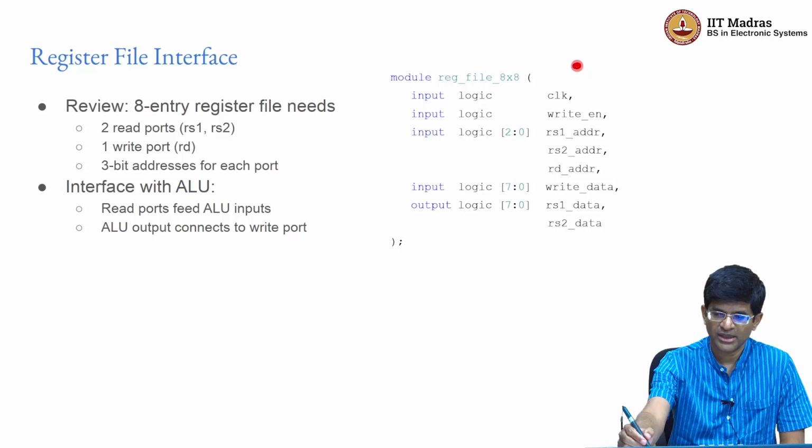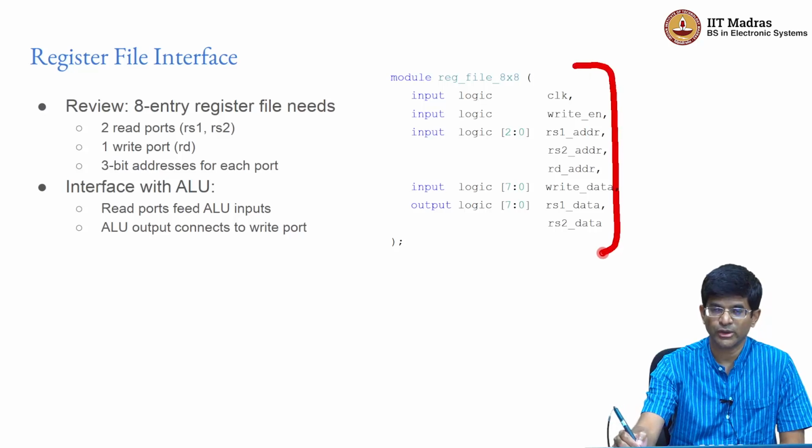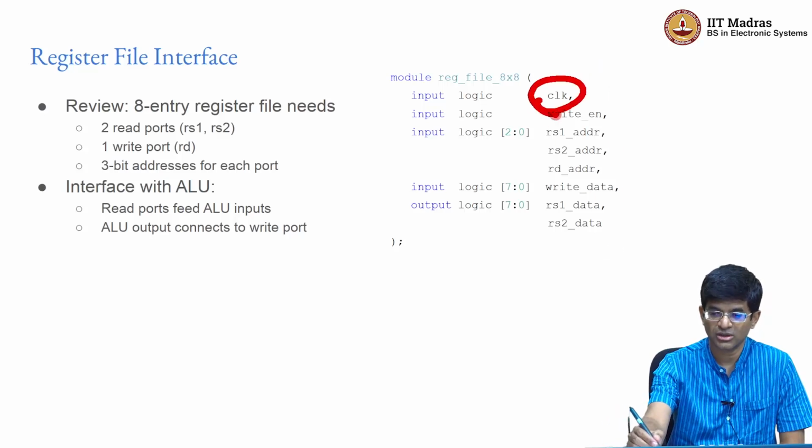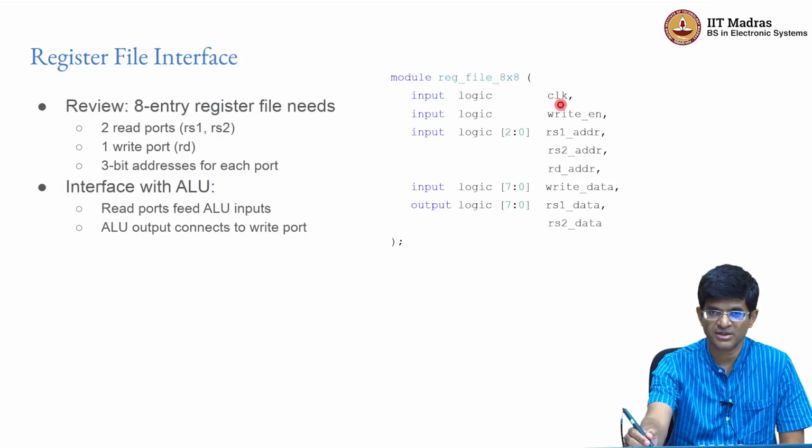So this is what my register file module interface now looks like, right. It has a clock, right. Why does it have a clock? Well, because I need to be able to write values back into the register. Registers are storage units, they are clocked. I also have a write enable. Without that I can't control when I actually write into the register. But then what I have is 3 bits of RS1, RS2 and RD, right.